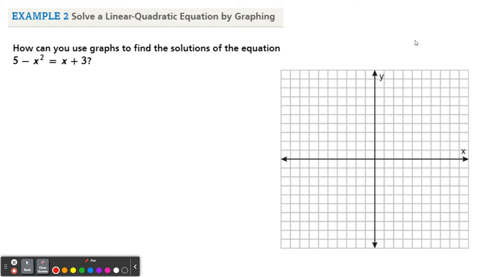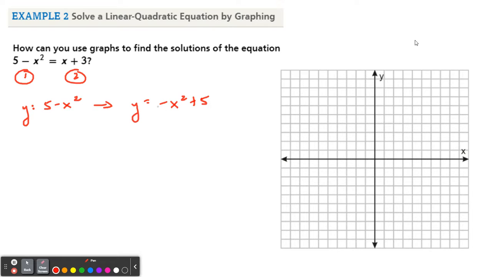Okay, so example two says, how can you use graphs to find the solution of this equation? So again, notice that this is just one equation. It's actually a quadratic equation which we could solve, but we can also take each side and make it its own separate equation. We can make this side equation one and this side equation two, and we can create a system. Now this left-hand side we could call y = 5 minus x squared. That is a quadratic equation. It's really not in our standard form because we want the ax squared first. So that would really say y = negative x squared plus 5.